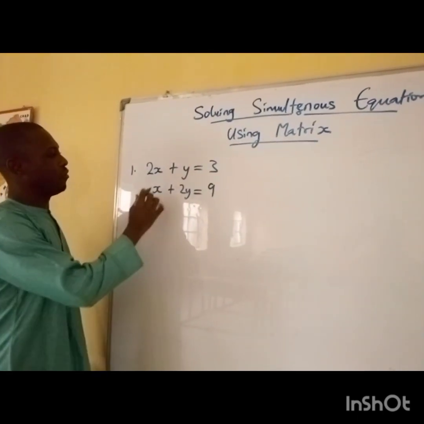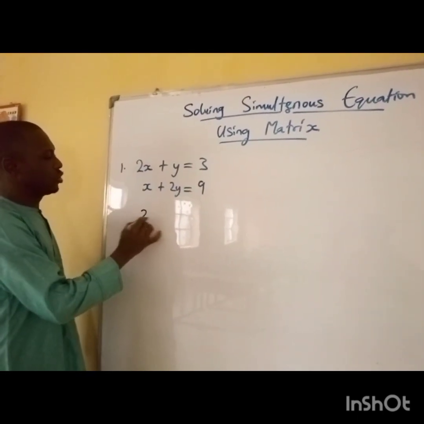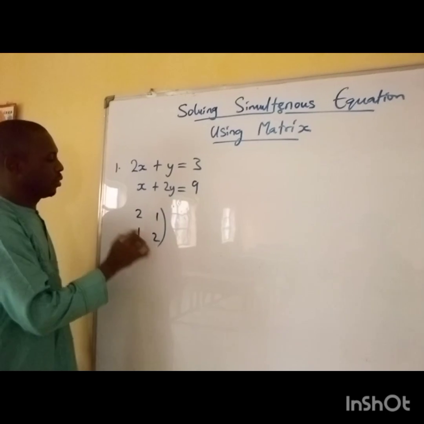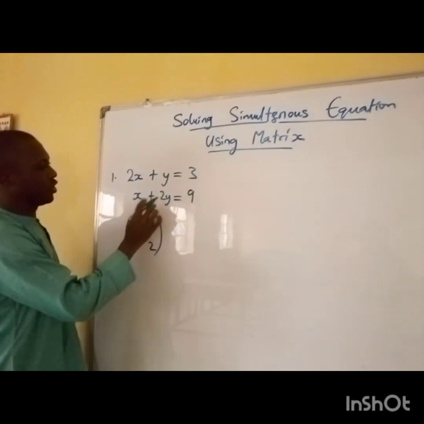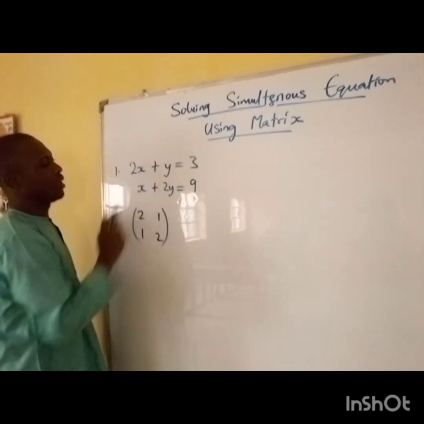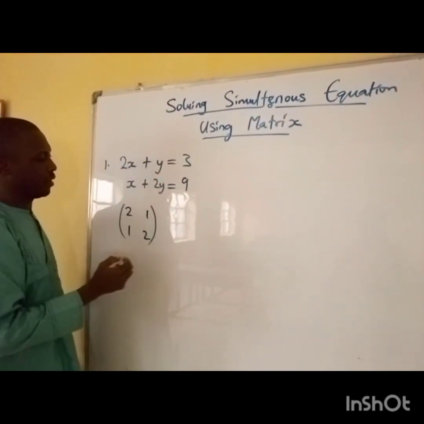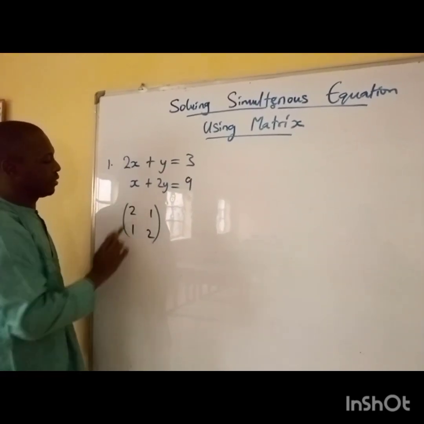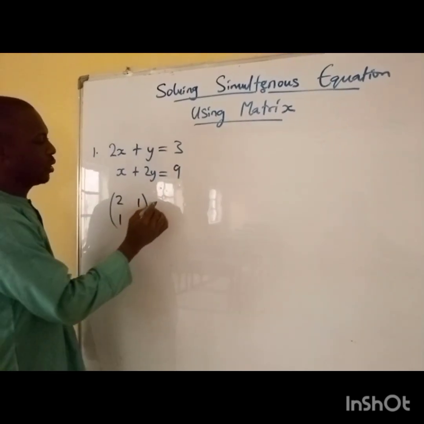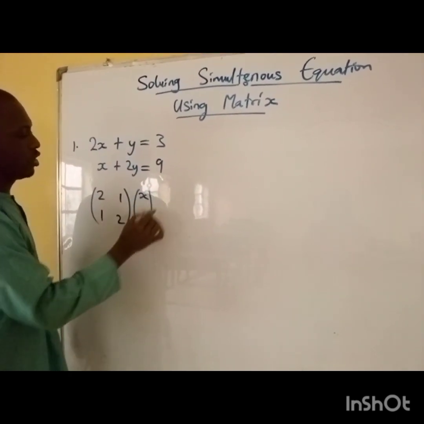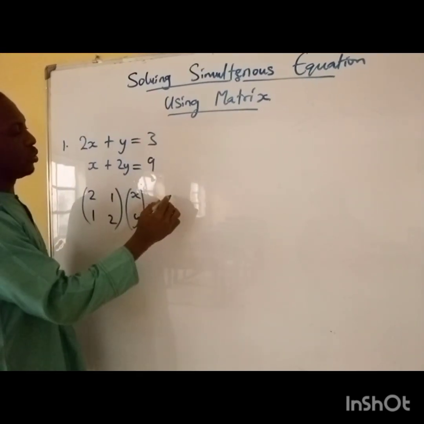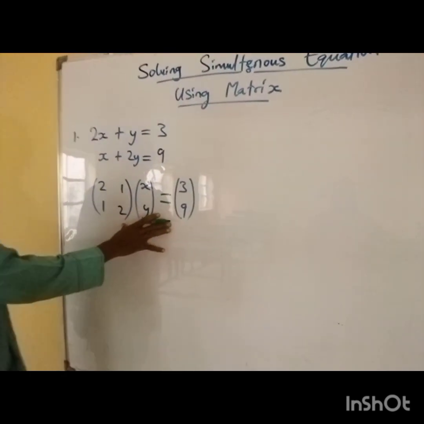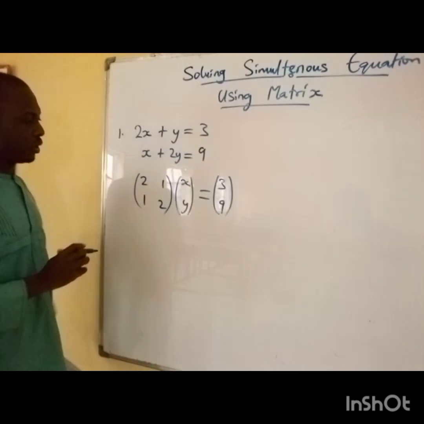Now, the matrix form of this simultaneous equation is 2, 1, 1, 2. The matrix form is built based on the coefficients of each of the x and y. So the coefficient of x here is 2, that of y here is 1, that of x here is 1, and that of y here is 2. Then you put your x, y this way and equate it to the result. So 3 and 9 is the result. So this is the matrix form of this simultaneous equation.